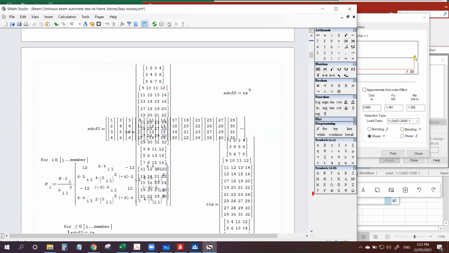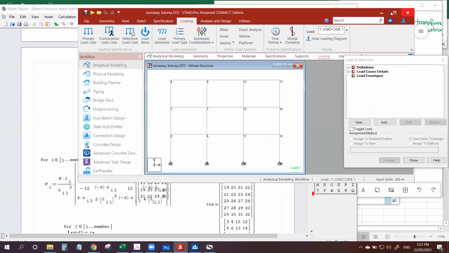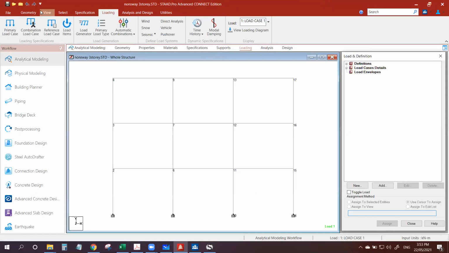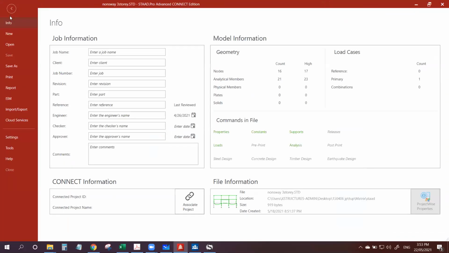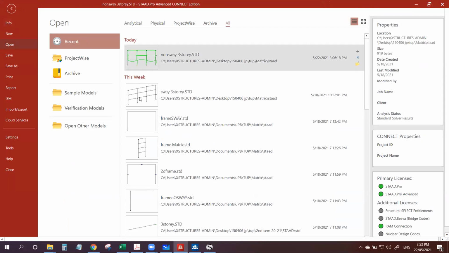Okay. So let's now proceed with sway. No? So that means let's analyze this frame considering lateral load. Okay. File, open, sway.